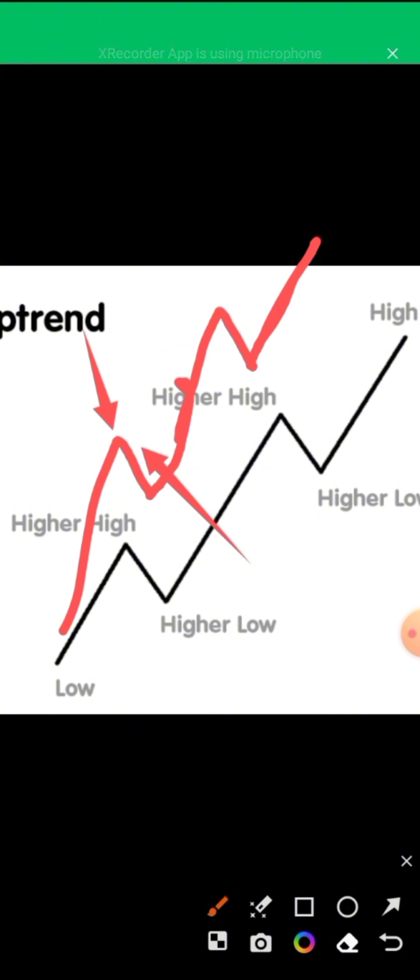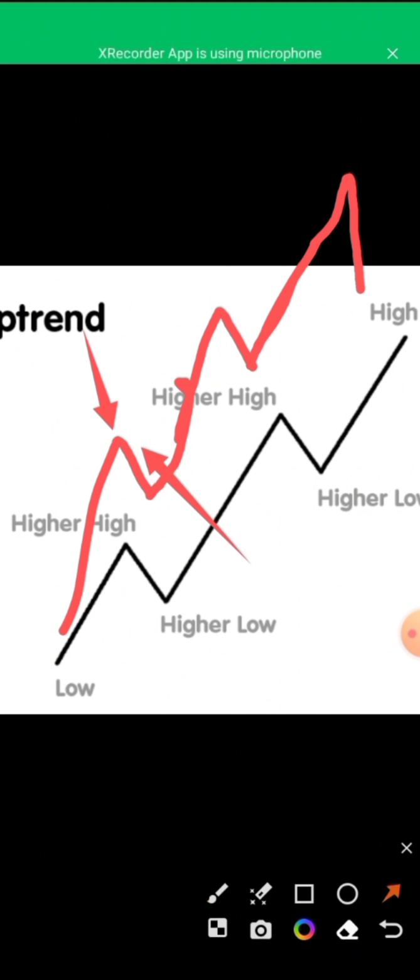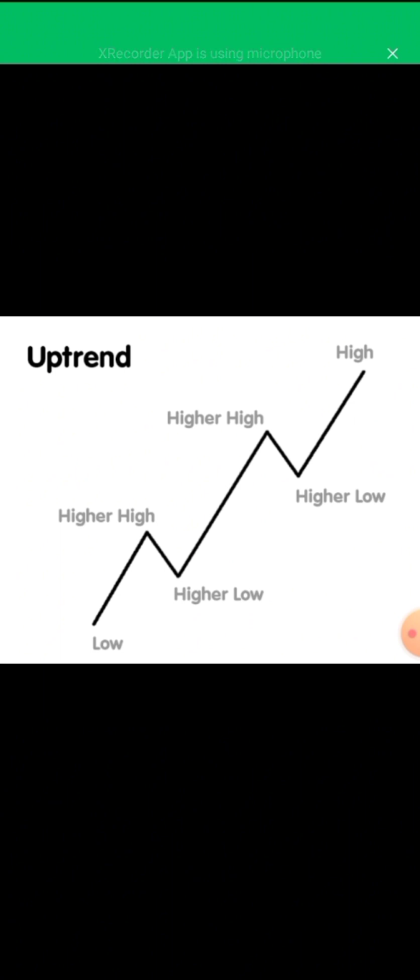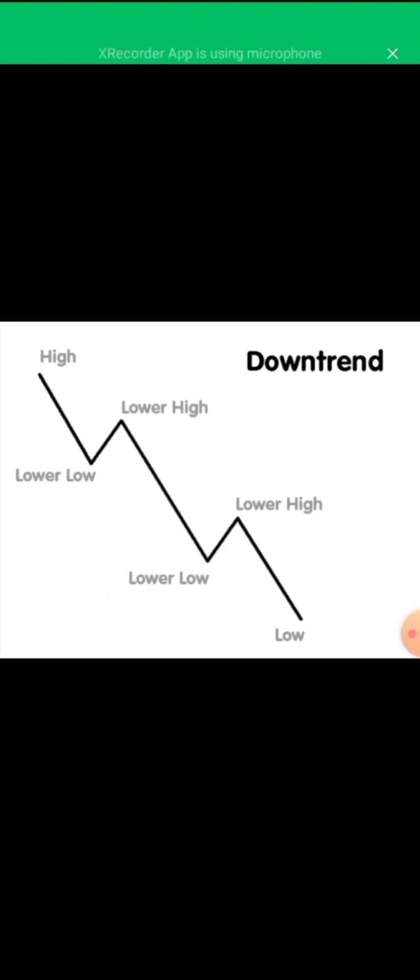If I want to break this trend from here like this, if it starts coming down and breaks this particular one here, which is the higher low or the higher high, your trend has broken. And that's not an uptrend again. You understand what I'm trying to say? So this uptrend is the opposite of a downtrend. Let's move to downtrend without wasting much of our time.